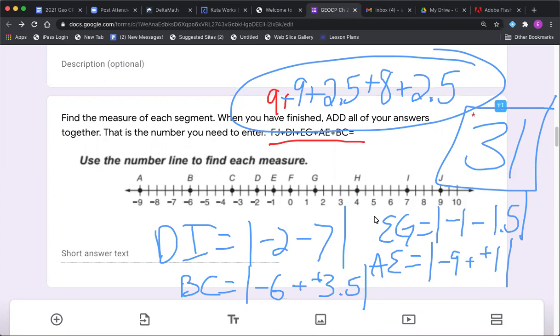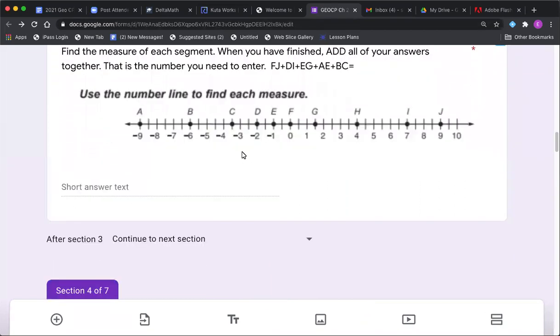Everybody's all right? Okay. Let's look at the next one.